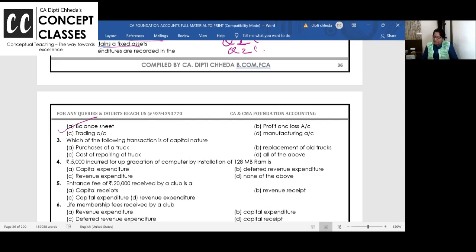Which of the following transactions is of capital nature? Purchase of a truck, replacement of old truck, cost of purchase, or all? Yes, say answers now. It would be nice if you write in the chat. Let's see how much you understood. Which of the following transactions is of capital nature? Purchase of fixed asset. Question number 3, A is the answer. You all have this book, spiral material, with you, then just put ticks.